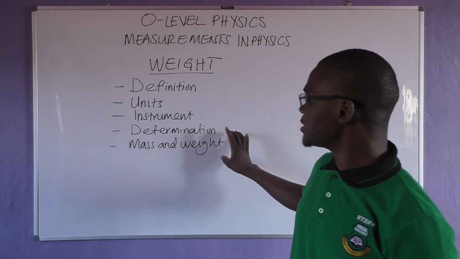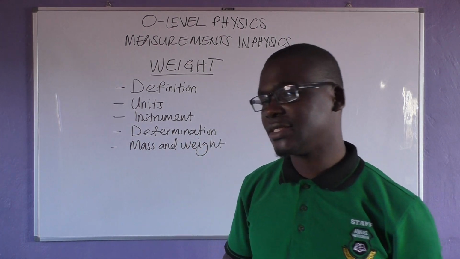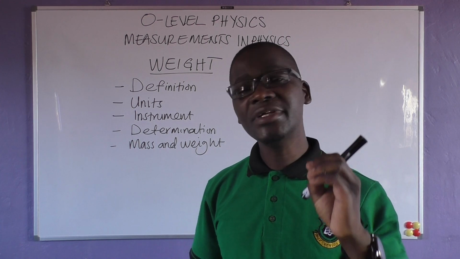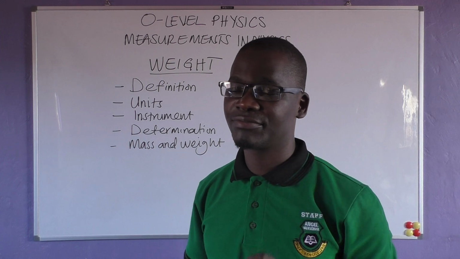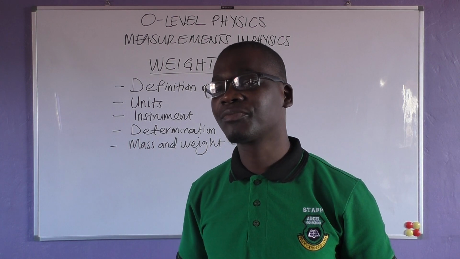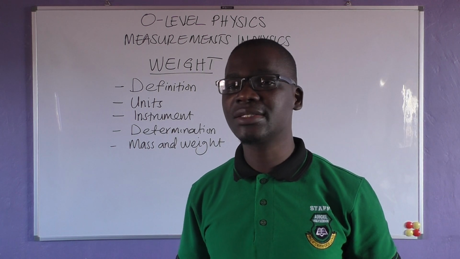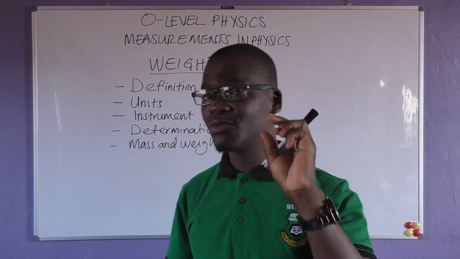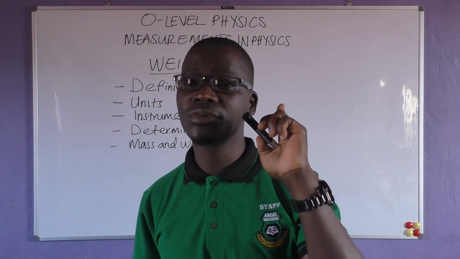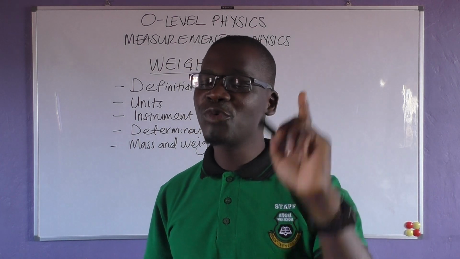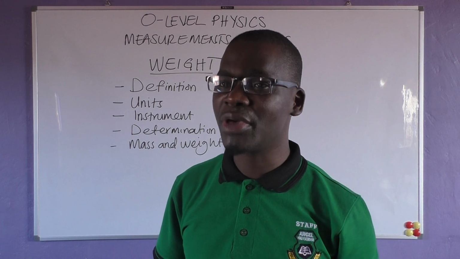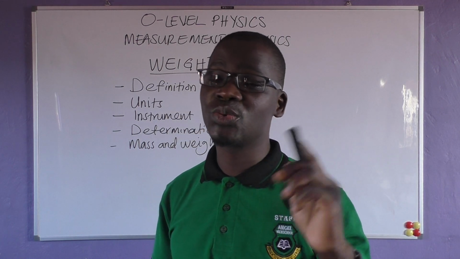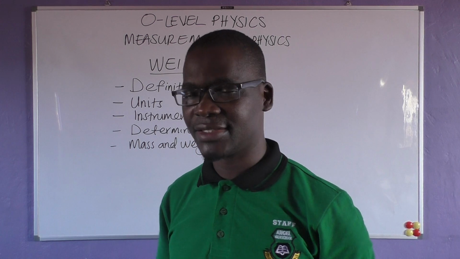We shall also discuss the differences between mass and weight. The differences can be given in a tabular form, where we shall draw our table, and on one side we indicate mass, on the other side we shall write weight. Then when giving differences, normally we use the same aspect. For instance, if you are using the instrument used to measure, then you will say that mass is measured using a beam balance, whereas weight is measured using a spring balance.